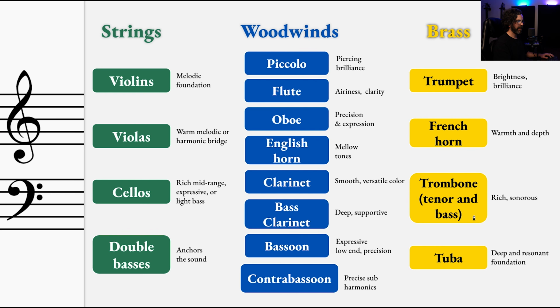Now the trombone, tenor and bass. I combine tenor and bass trombones because yes, they are often different instruments and they play on different staves, but they do share this idea of a rich, sonorous timbre. Tenor trombone, well, it says it's a tenor instrument. It pairs very well with English horns, it pairs very well with the cellos. And the bass trombone pairs well with the bass instruments, the bassoons, the contrabassoon sometimes, and of course, the double bass here. And finally, the tuba, a deep resonant foundation.